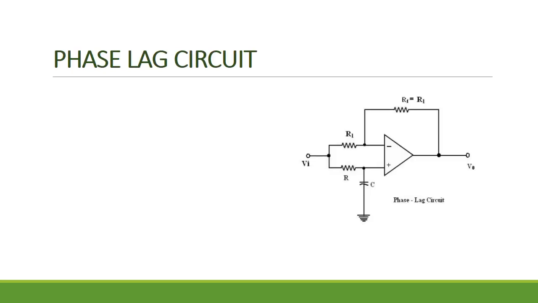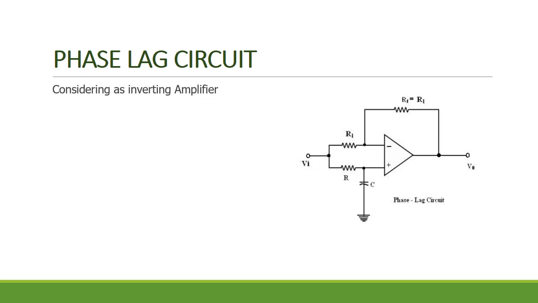And this diagram shows the circuit of a phase lag circuit. Here we can see the inputs of the inverting and non-inverting terminals are tied together and given a single input, that is, it is working in a common mode signal, and the value of the feedback resistance RF is equal to R1, and to the non-inverting terminal we have R and C connected. So the voltage available at pin number 3, that is the non-inverting terminal, is VA.